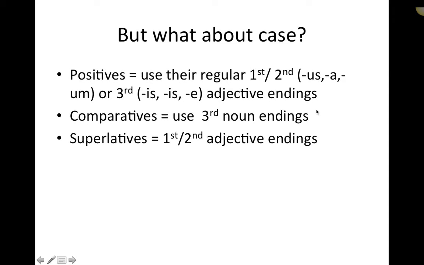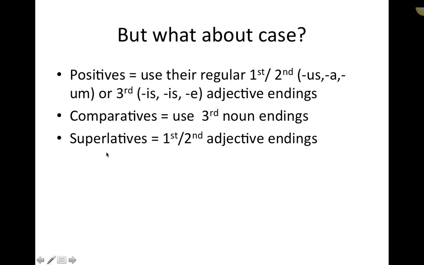Superlatives will always use first and second declension adjective endings, regardless of what declension the adjective belongs to. Basically, that attachment of IOR, IUS in the comparative, and issimus, rimus, or limus in the superlative: the comparative IOR is naturally third declension, and the superlative is naturally first and second.